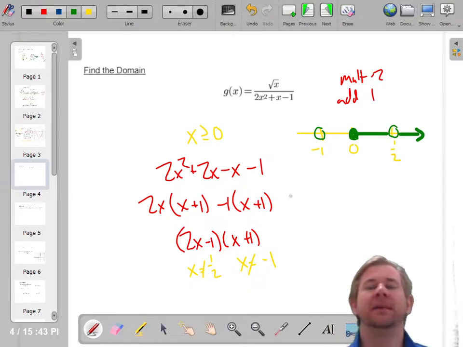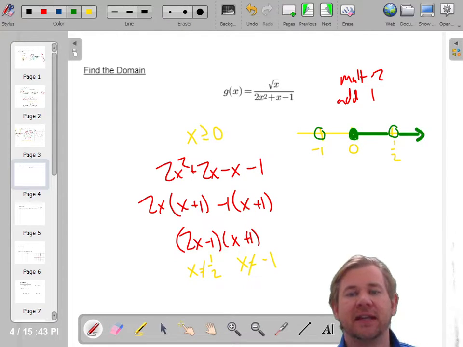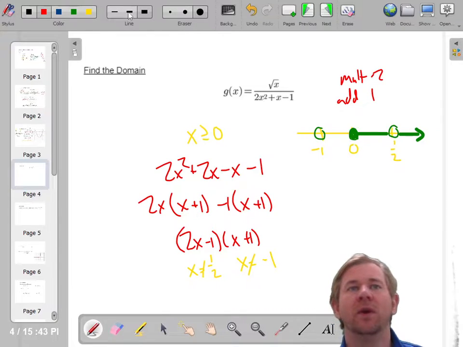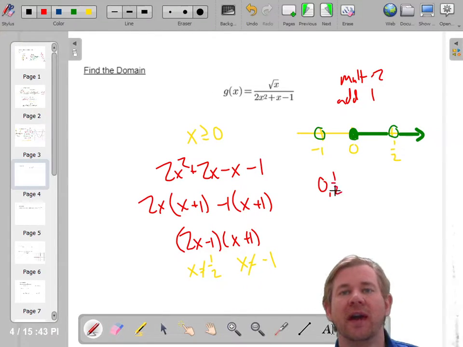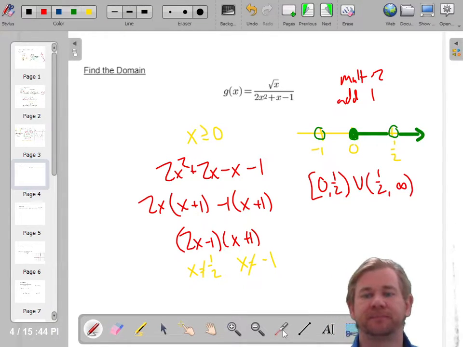So in this problem, it turns out negative 1 didn't really matter because we were never going to get to negative 1 anyway. We had to pick positive numbers. But our domain would then be between 0 and 1/2, bracket at 0 because it's closed circle, 1/2 is an open circle, and then 1/2 to infinity.